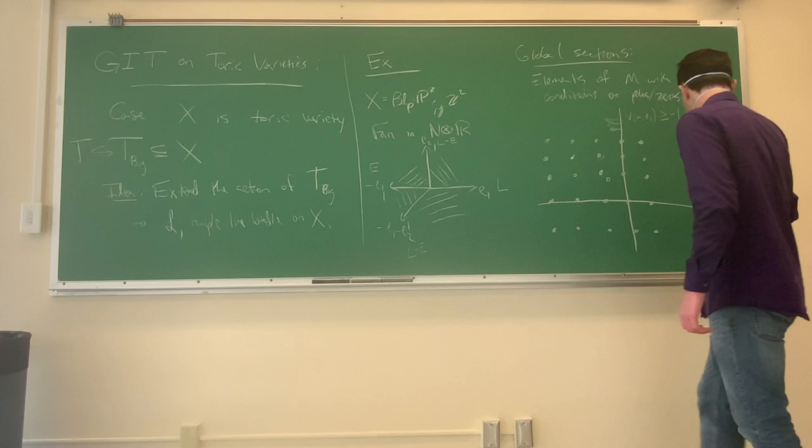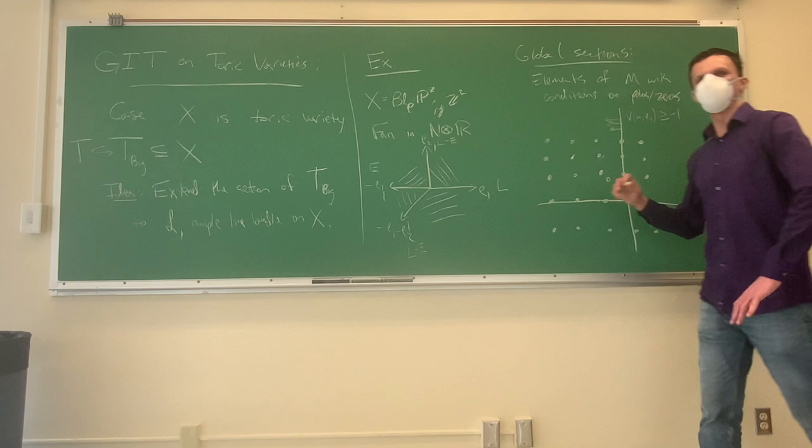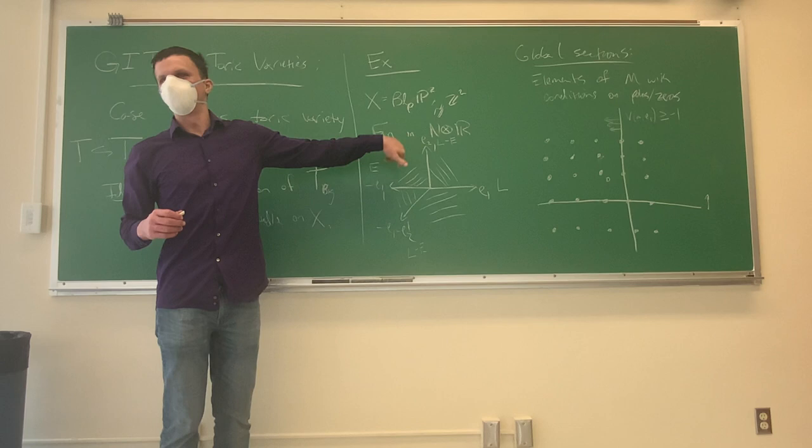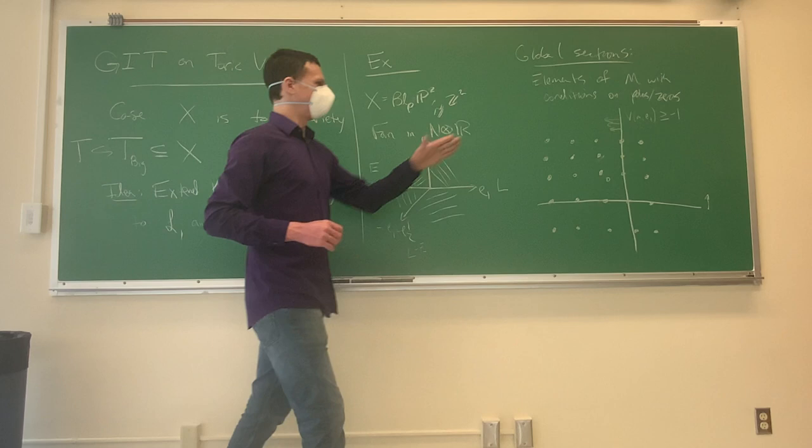Okay, and the fact that you have this minus sign here is why there's the other convention where an ample divisor might have negative coefficients, but you have a kind of unpleasant negative somewhere. So you either have it over here or over here, and I prefer to have it over here.